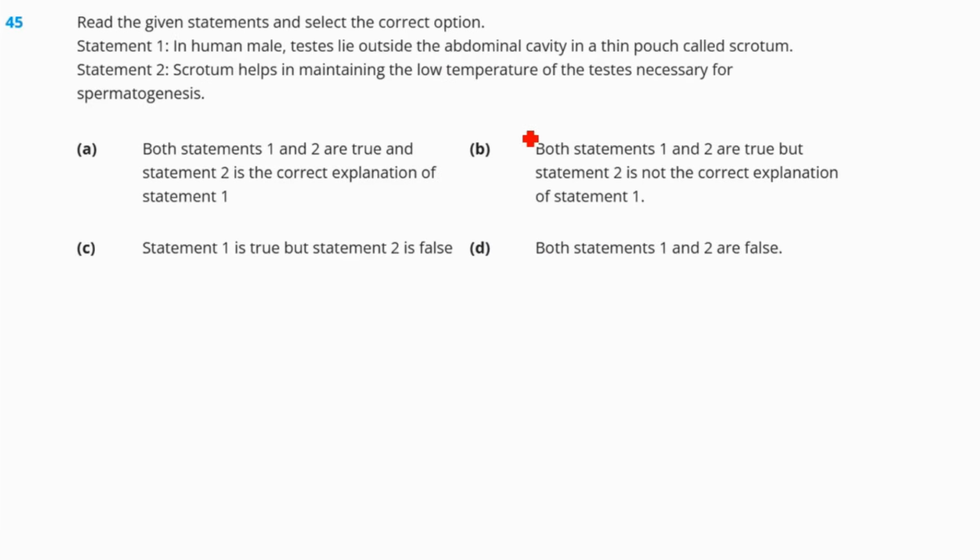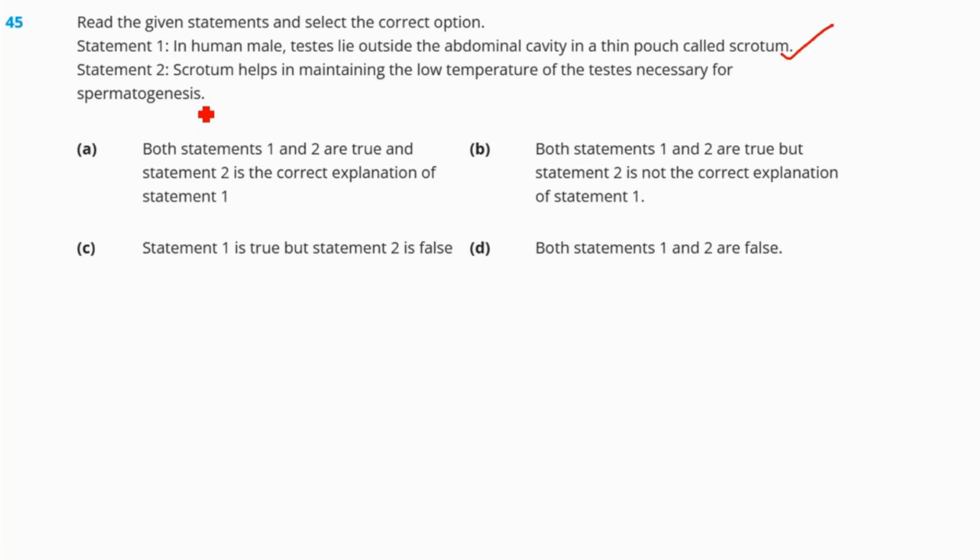Question number 45. Read the given statements and select the correct option. First statement says, in human male, testes lie outside the abdominal cavity in a thin pouch called scrotum. This is the correct statement. Option 2 says, scrotum helps in maintaining the low temperature of the testes necessary for spermatogenesis.